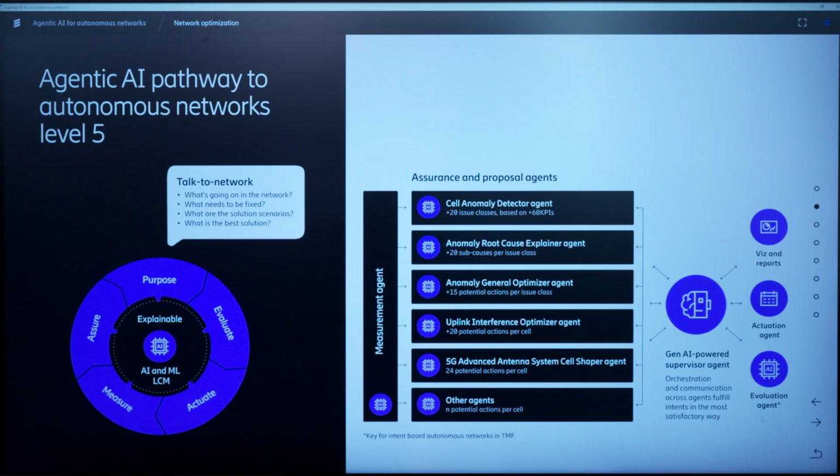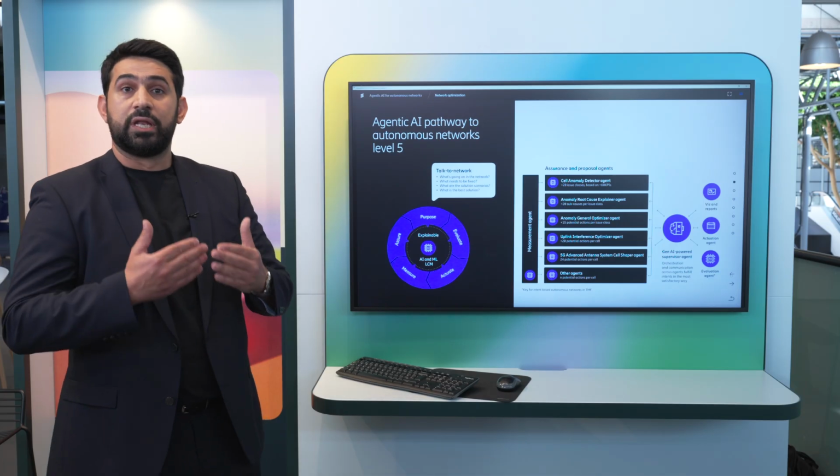Some of the RAPs that we have launched out to the market are around cell anomaly detection, anomaly root cause explanation, anomaly general optimizer, uplink interference, as well as the 5G AAS active antenna systems. Having these RAPs is allowing us to move to level 4 autonomy.